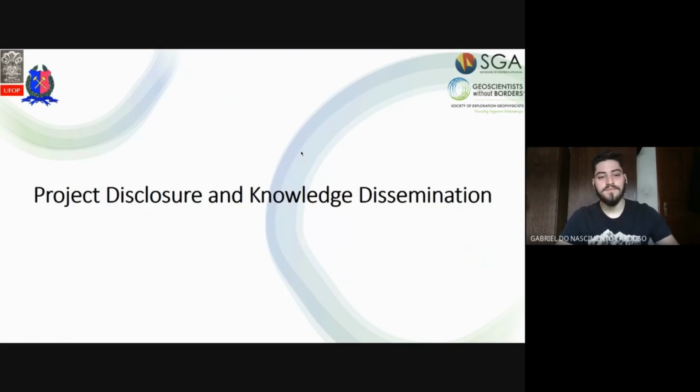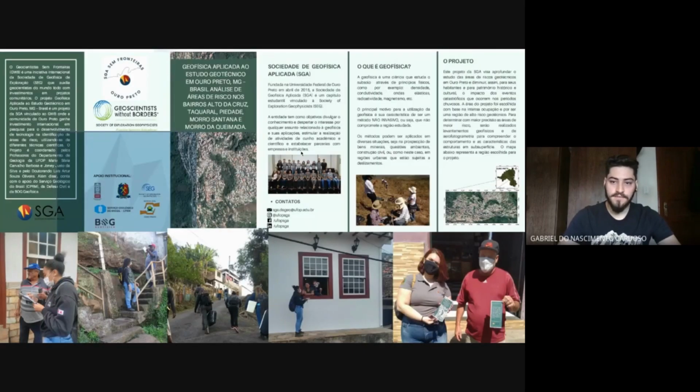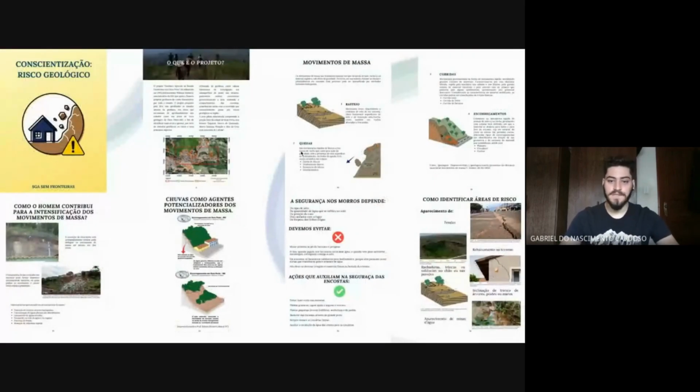So what about the project disclosure and knowledge dissemination? Through our project, we were able to start 4 different theses. We divided the area into different smaller areas, and the 4th thesis is responsible for the detailed geological mapping. And here we have an example of the first booklet we built to distribute to the community, and the handheld we are distributing in schools to warn also the children in the neighborhoods.